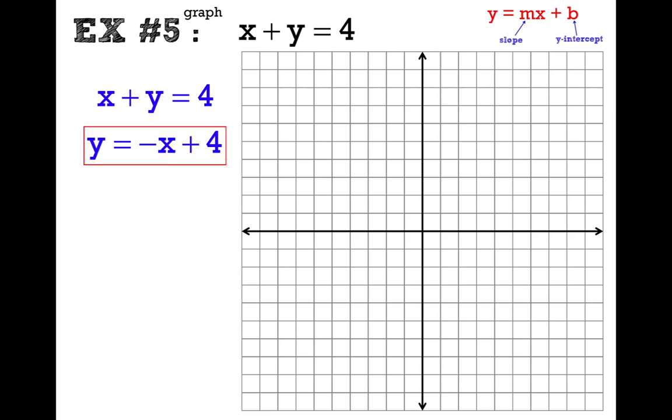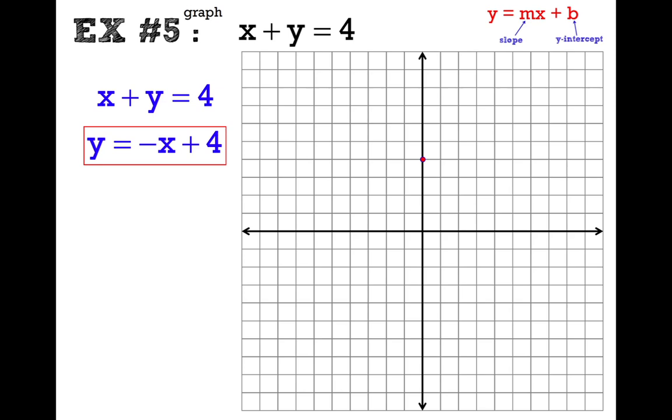Now, it's important that we don't put y equals 4 minus x because that's not in slope-intercept form. Slope-intercept form is specifically y equals mx plus b. So now that's in slope-intercept form. Now we can graph it just like we did a second ago. Crosses at 4. Slope is -1.